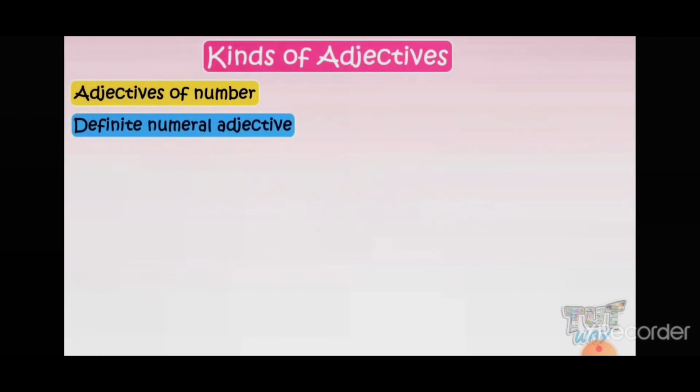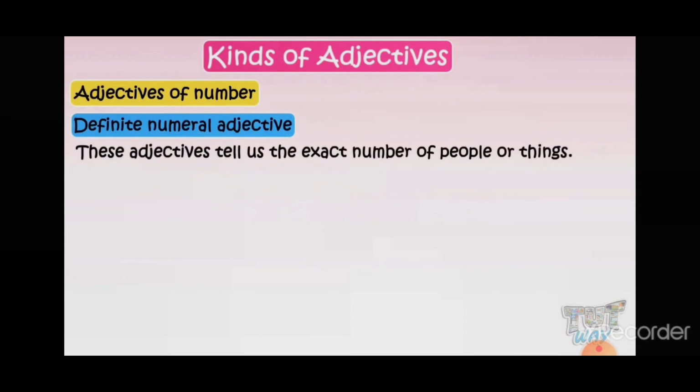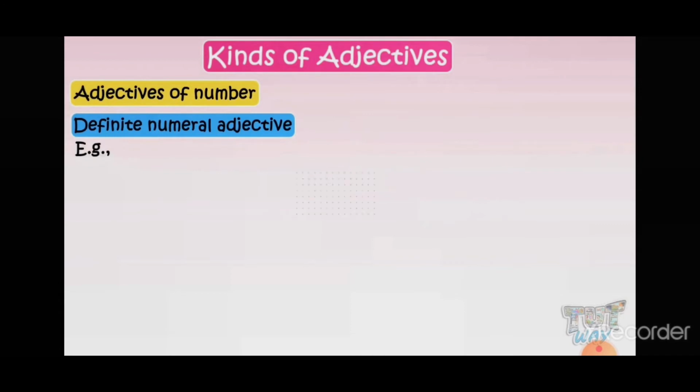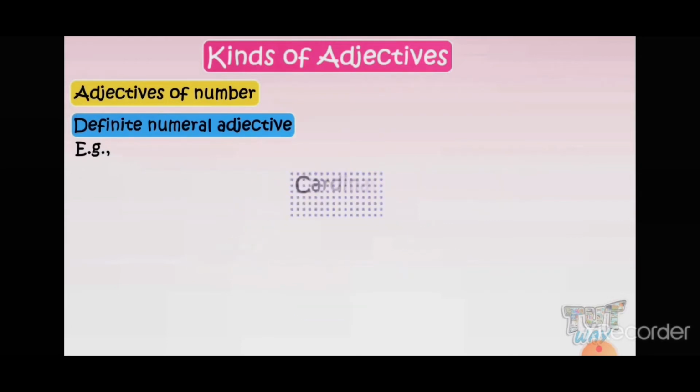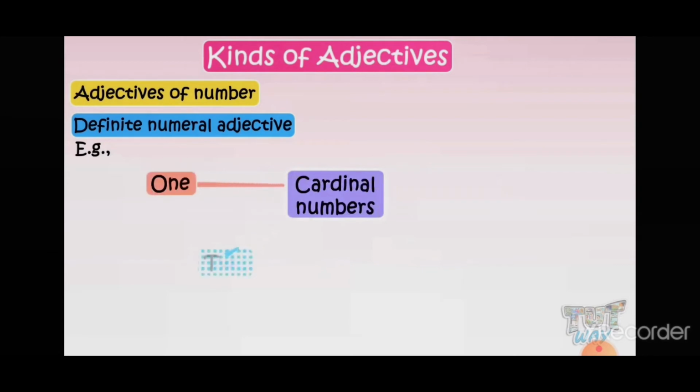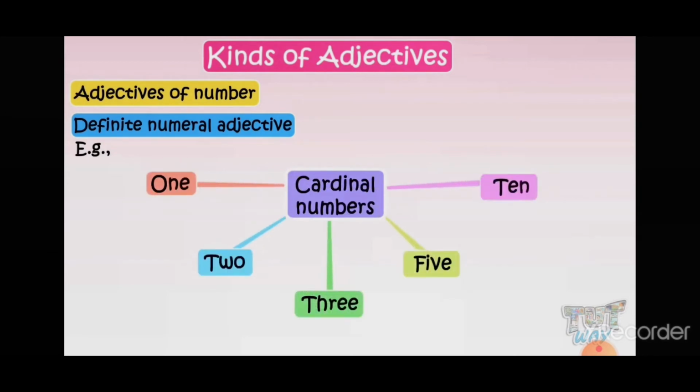First one is definite numeral adjective. These adjectives tell us the exact number of people or things. For example, ordinal numbers like first, second, third, fifth, sixth, etc. And cardinal numbers like 1, 2, 3, 5, 10, etc.